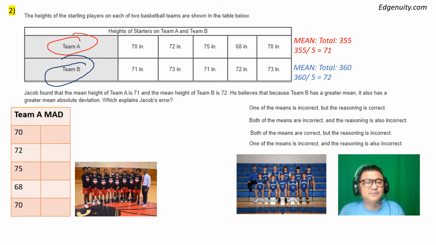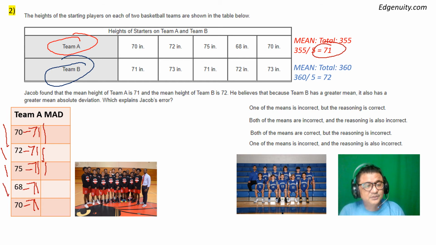Okay, let's solve for MAD then. Let's start with Team A. We know that the average height is 71. So I repeat, subtract 71 from each of the data. Minus 71, minus 71, minus 71. And guess what? You put the absolute value because you don't need a negative value. In short, simply subtract the bigger number minus the smaller number. So 1 for you, 1 for you.